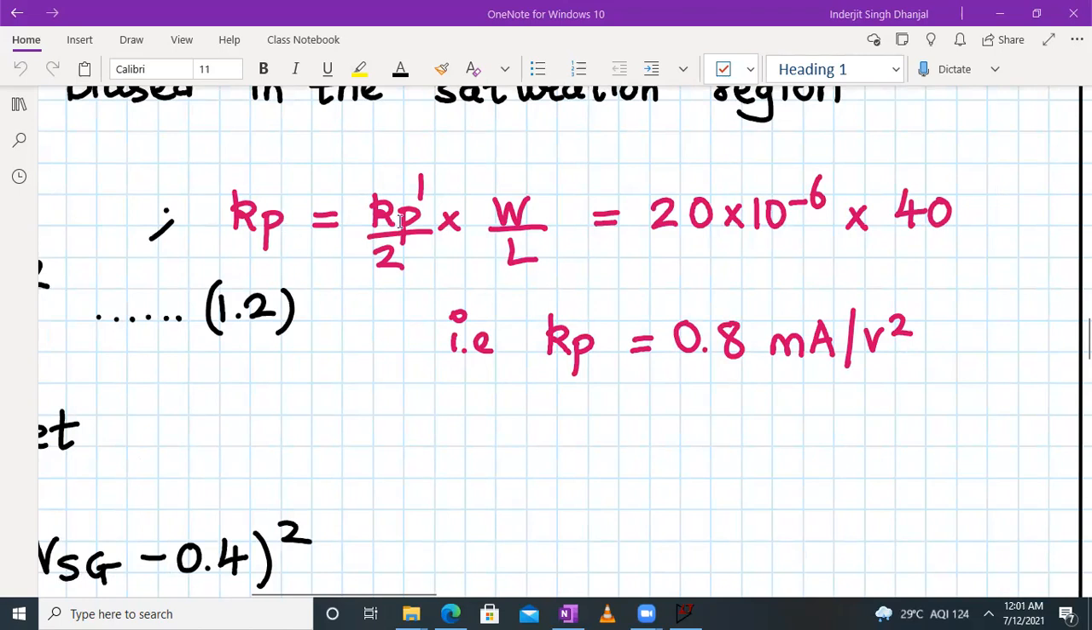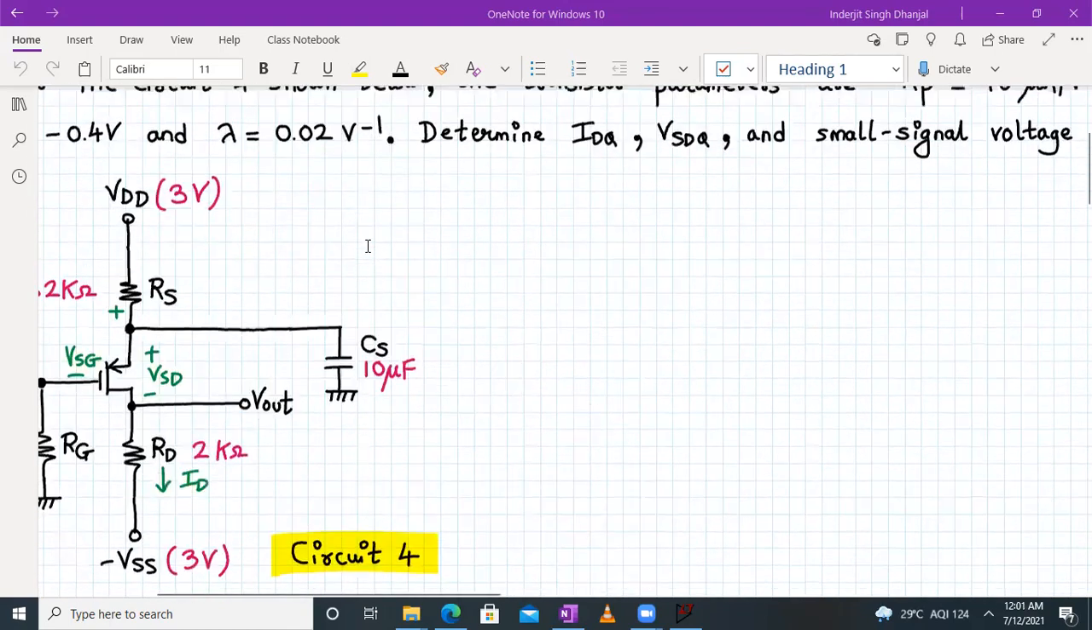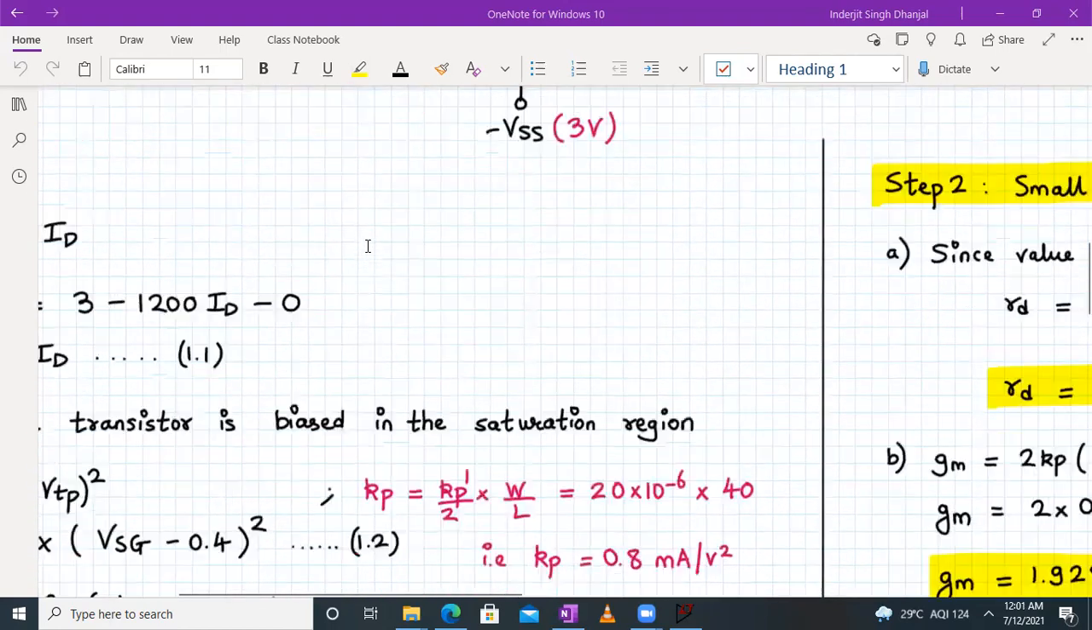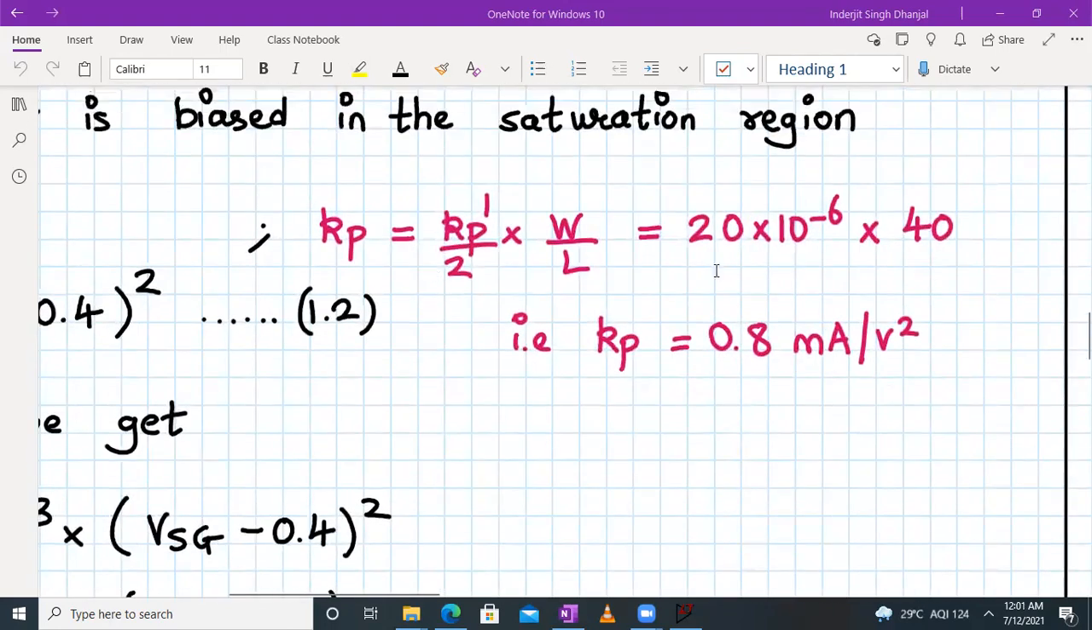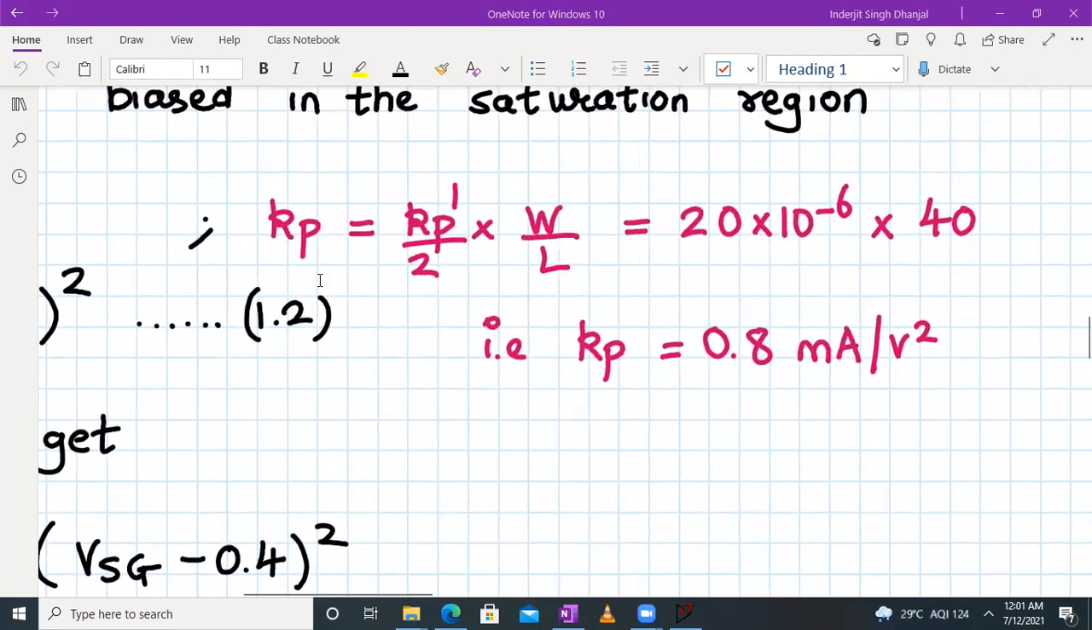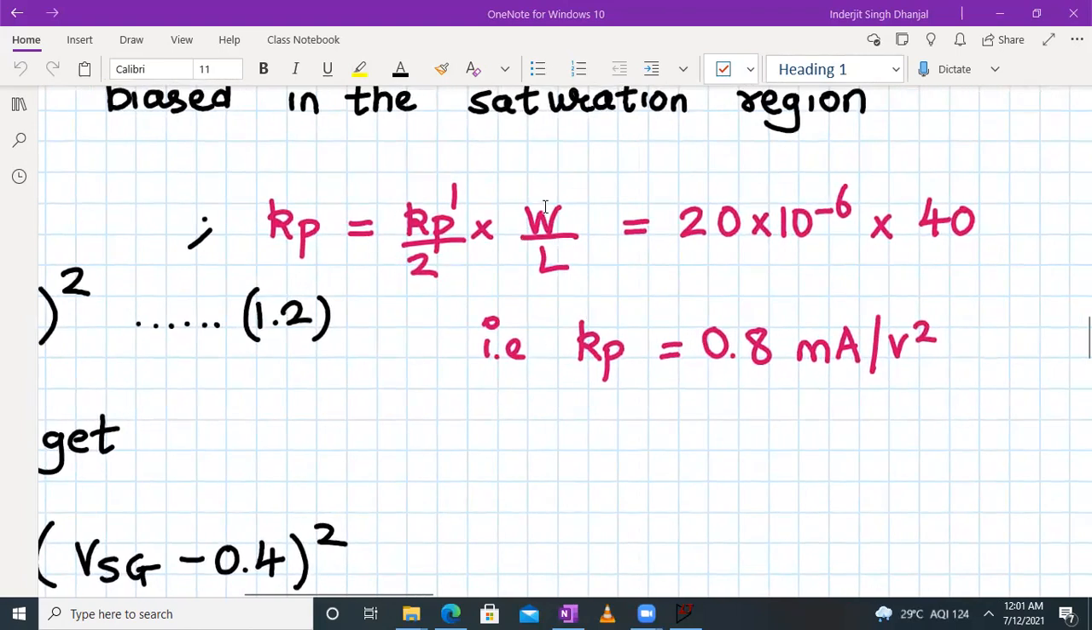Now, coming back to it, the Kp dash value is given as around 40. Let us confirm that. Yeah, Kp dash value is 40. So 40 divided by 2 will be 20 micro. W by L is 40. So remember this formula: Kp is equal to Kp dash by 2 into W by L. If it is an NMOS transistor, it will be the same: Kn will be Kn dash divided by 2 into W by L. So over here, 20 into 40 micro will give us around 0.8 milliampere per volt square. So the Kp value is 0.8 milliampere per volt square.